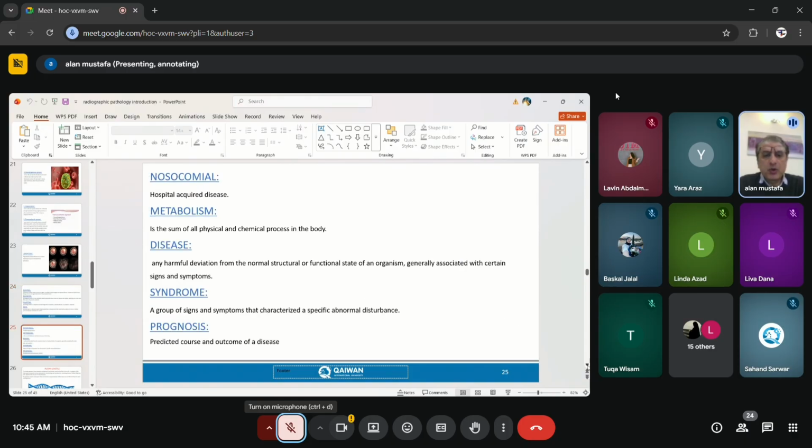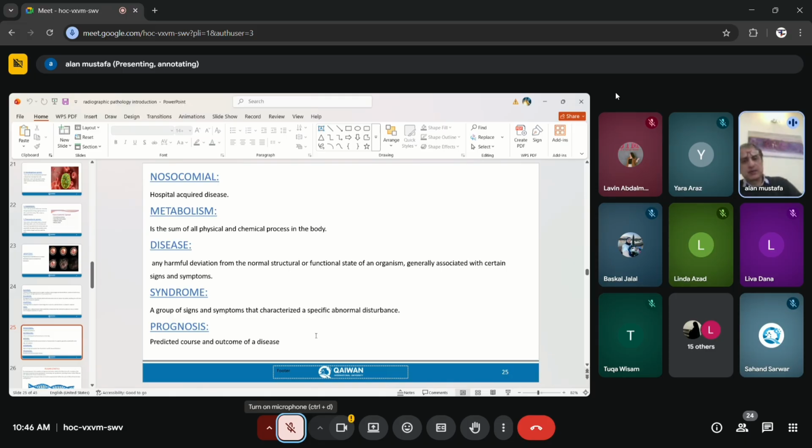And then we have prognosis. This is the predicted course and outcome of a disease. What do we mean by this? If someone has a cancer, the prognosis is not very good.